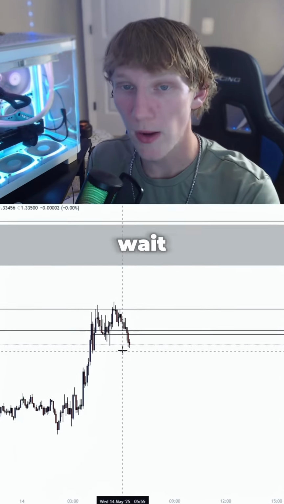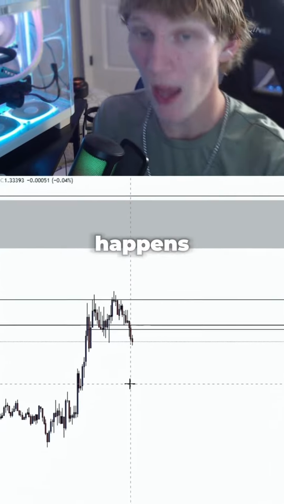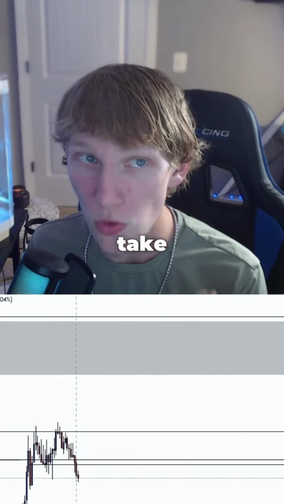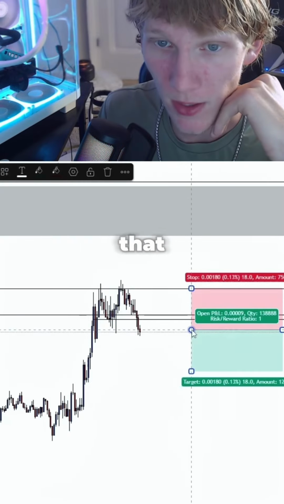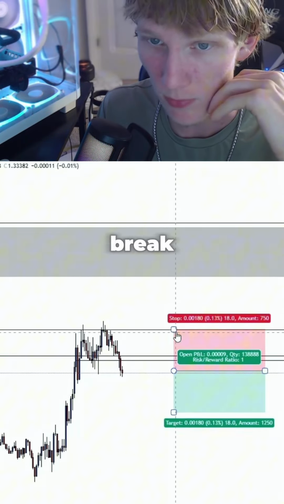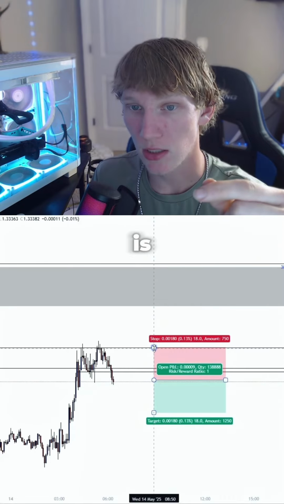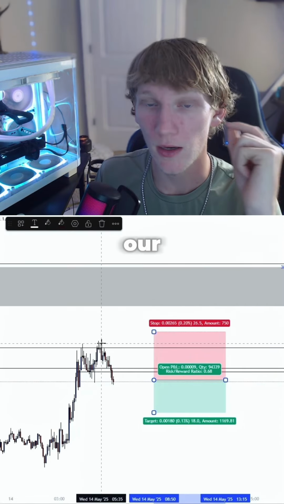We continue to wait for that breakup structure on the 5-minute. What happens if it never happens? Then we don't take the trade. But as you can tell, breakup structure. Where's our entry? Boom. That candlestick that broke and closed below that breakup structure. Our stop loss is going to be above our highs.